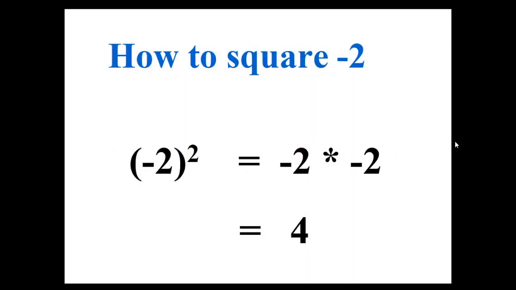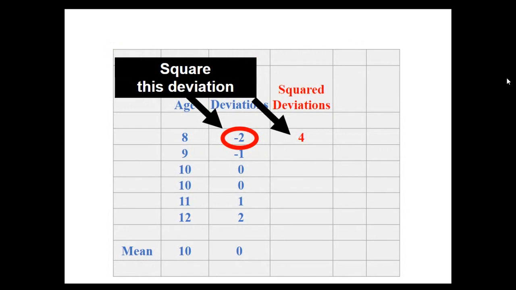So here's how it works. -2 squared, that's how we write it with that little 2. There's -2 inside the parentheses, and then that little 2 written up there is what they call a superscript. That tells us we're going to square it. -2 squared equals -2 times -2, which is equal to 4. So we put the squared deviation 4 in the square on the right.